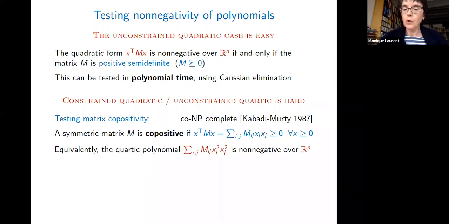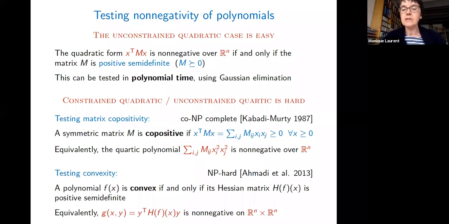Another way to rephrase this is to encode the non-negativity over the space that we look at. Instead of having x_i, we just replace x_i by x_i squared, and then the non-negativity will be encoded automatically. And then we obtain the quartic polynomial here, which we are asking whether it is non-negative over the full space. This is the same thing as testing whether the matrix is copositive, and this is hard.